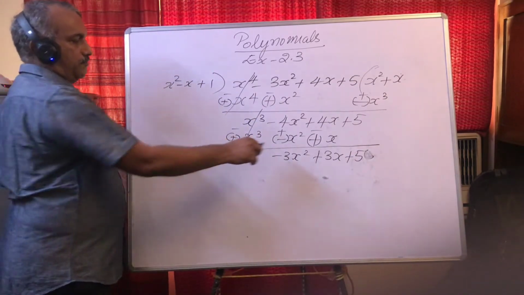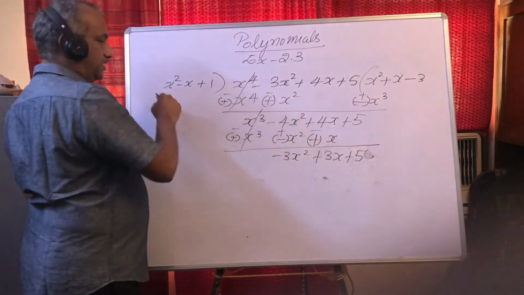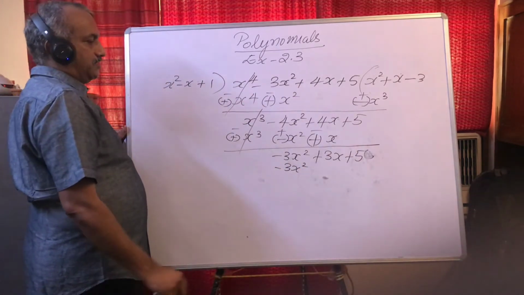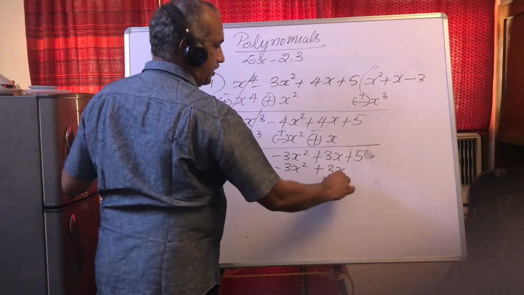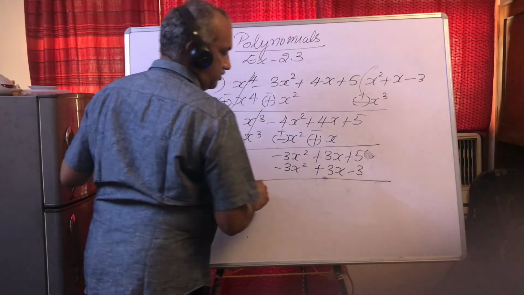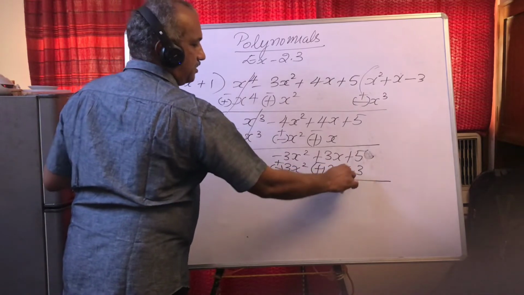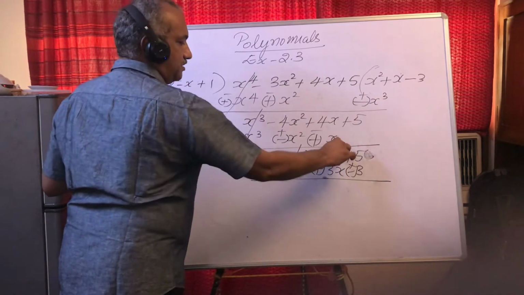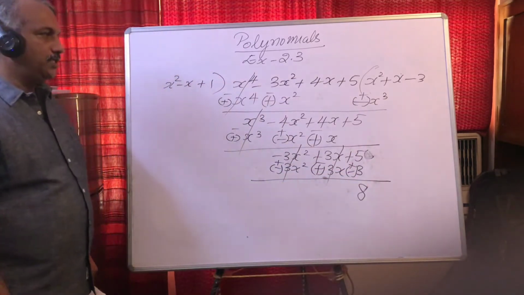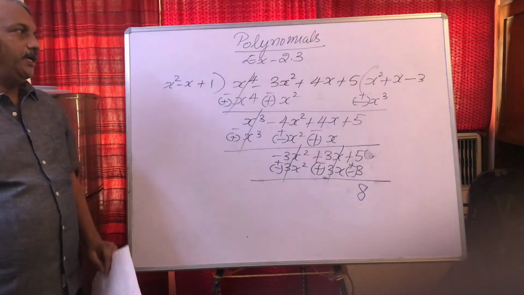Again third one, minus 3x square upon x square, minus 3. Minus 3 into x square, minus 3x square; minus 3 into minus x, plus 3x; and minus 3 into 1, minus 3. Change the sign. This will become plus, this will become minus, this will become plus, this is cancelled. 5 plus 3, 8. Therefore, quotient is equal to x square plus x minus 3 and remainder is equal to 8.